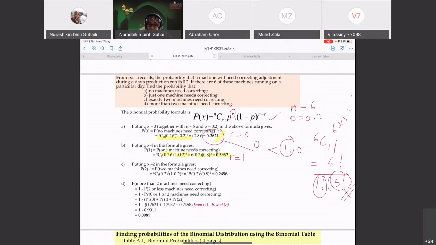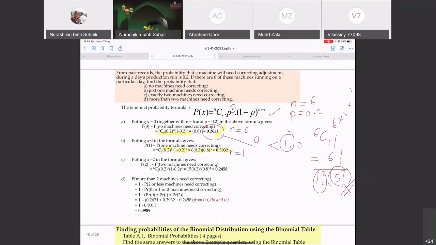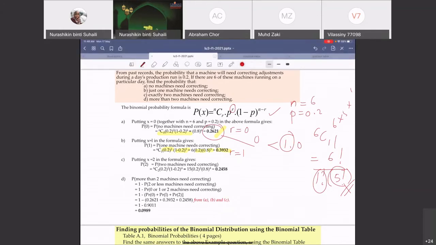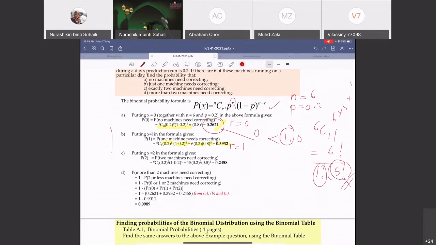Don't worry, this is just a revision. You will revise many things that you have learned in your high school, and you can always revise later. So that's factorial. I hope you remember or revise it later. So the answer here is 0.3932 for the second question.